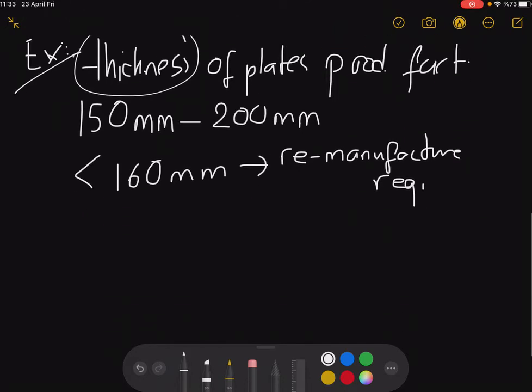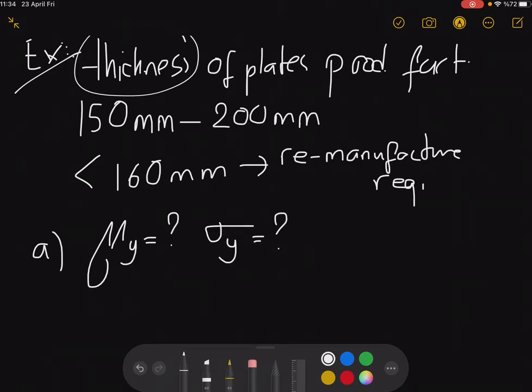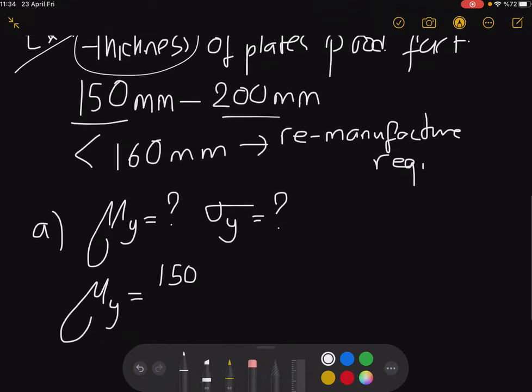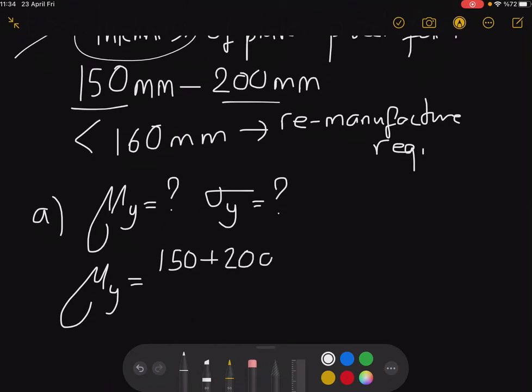So the first part of the question is asking us to calculate the average thickness of this production facility and its standard deviation as well. Let's start with the average, or the expected value. The minimum and maximum amounts are given here. You add them up and divide by 2, and you can see that 175 millimeters is your average.